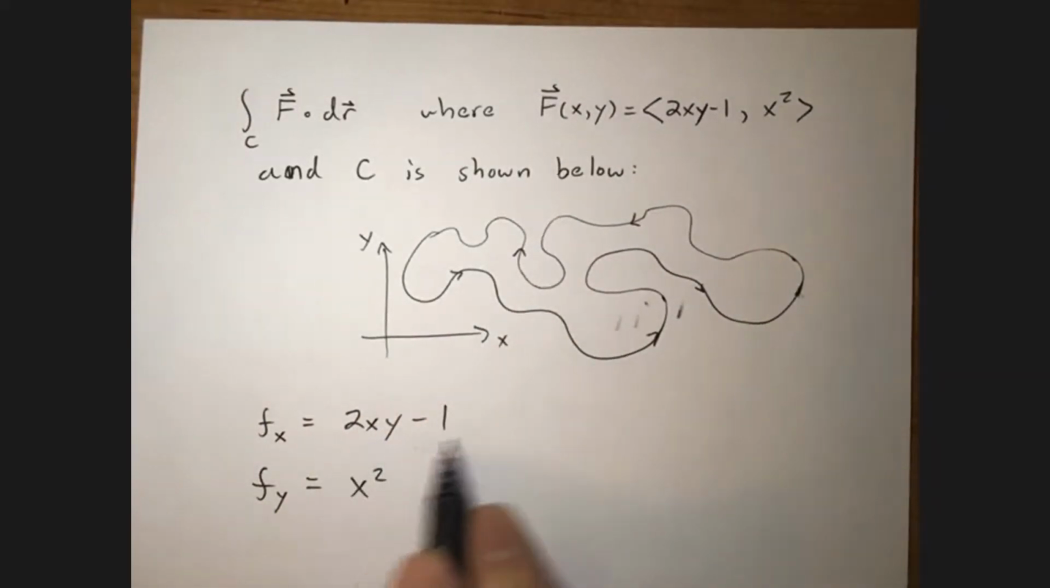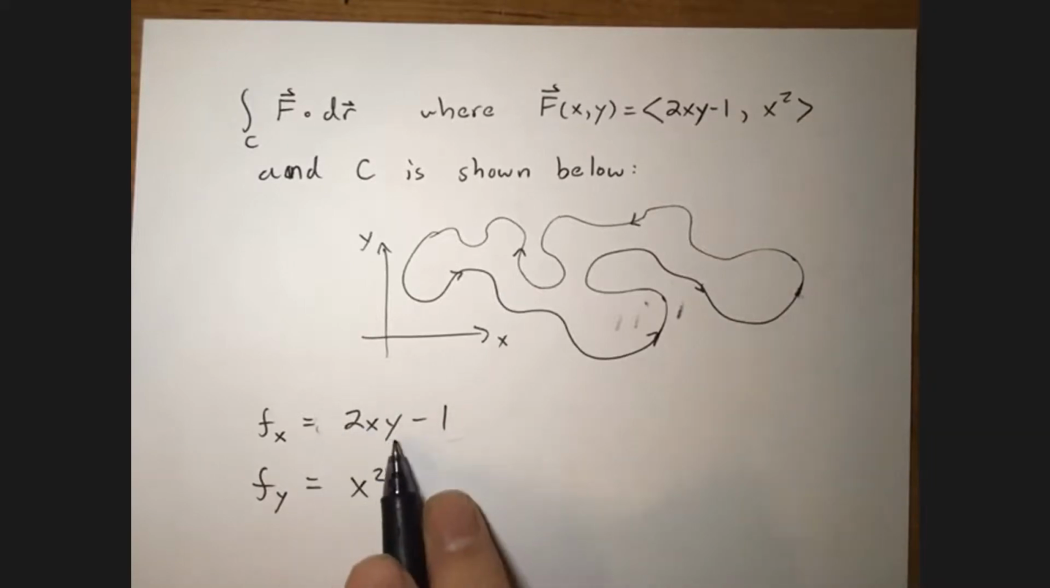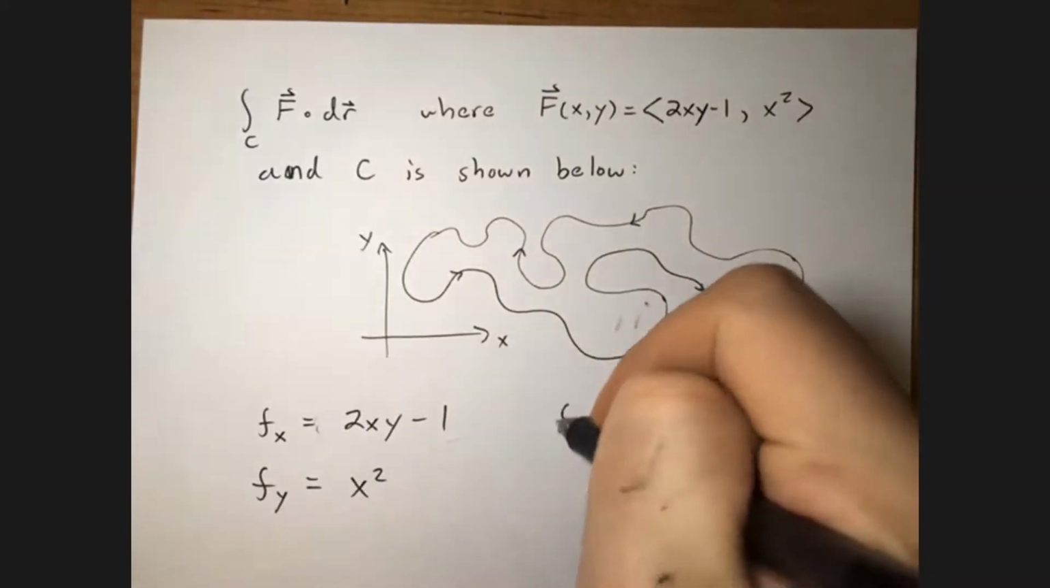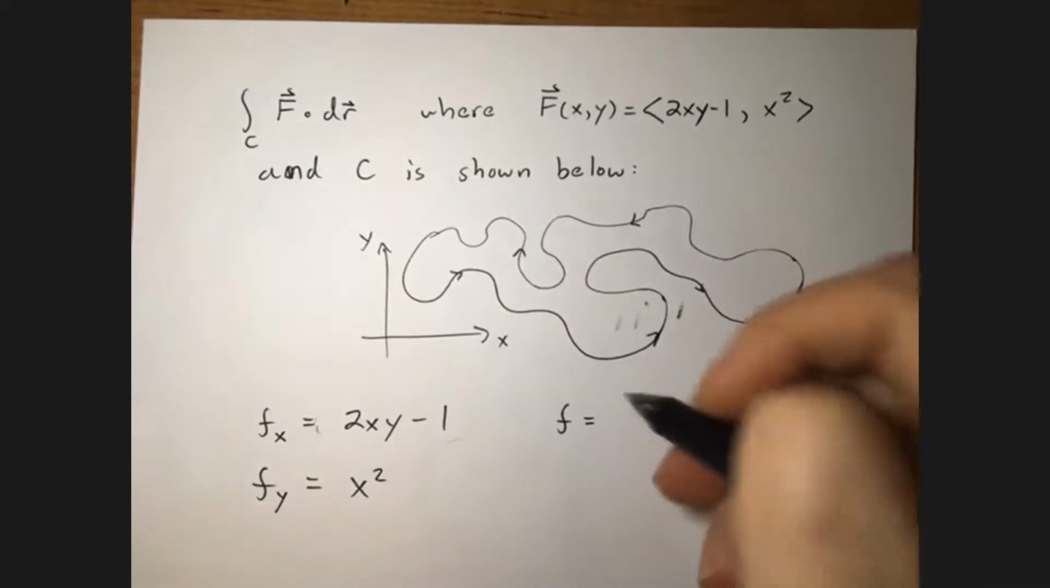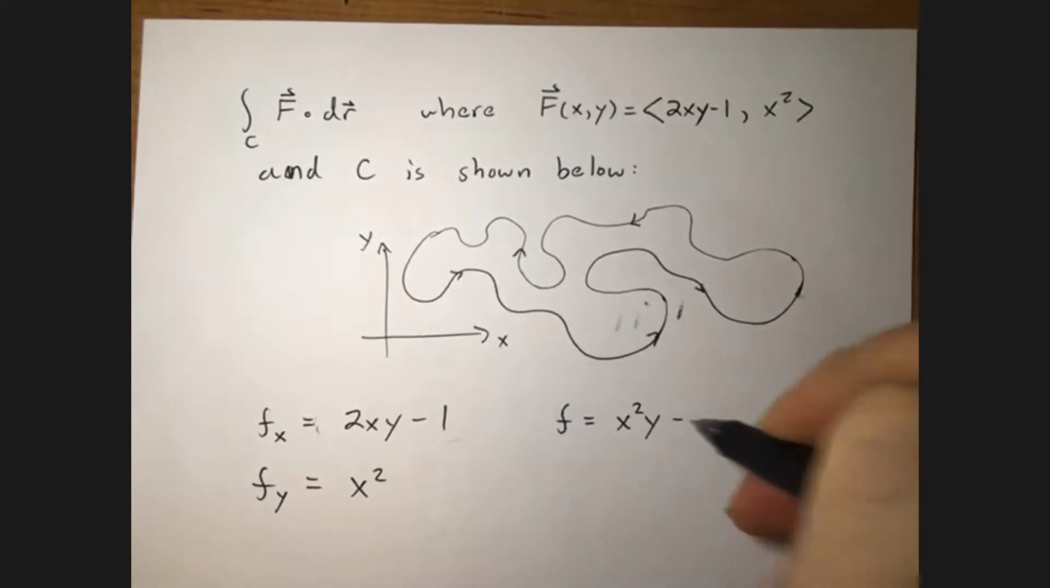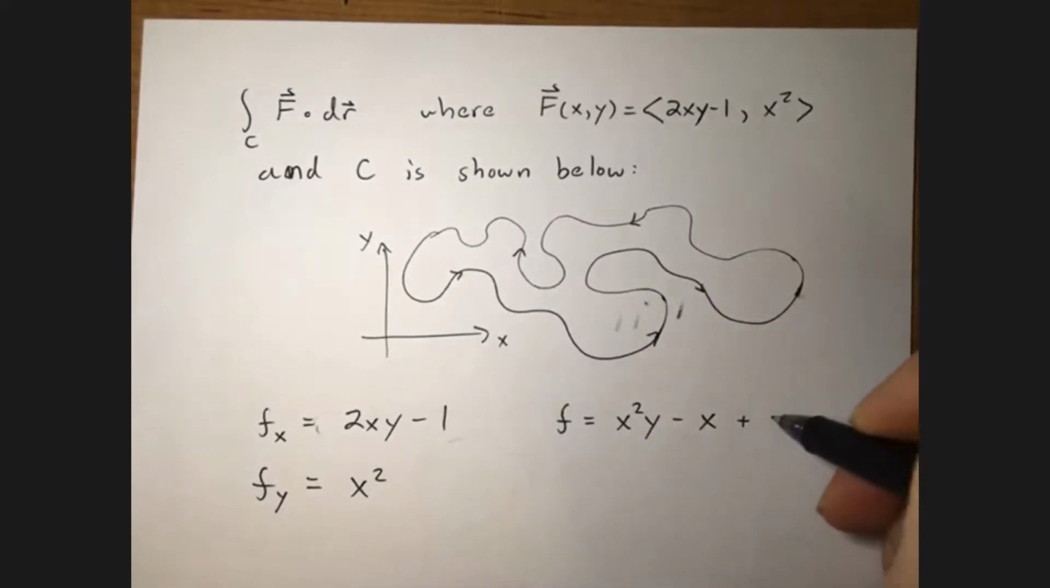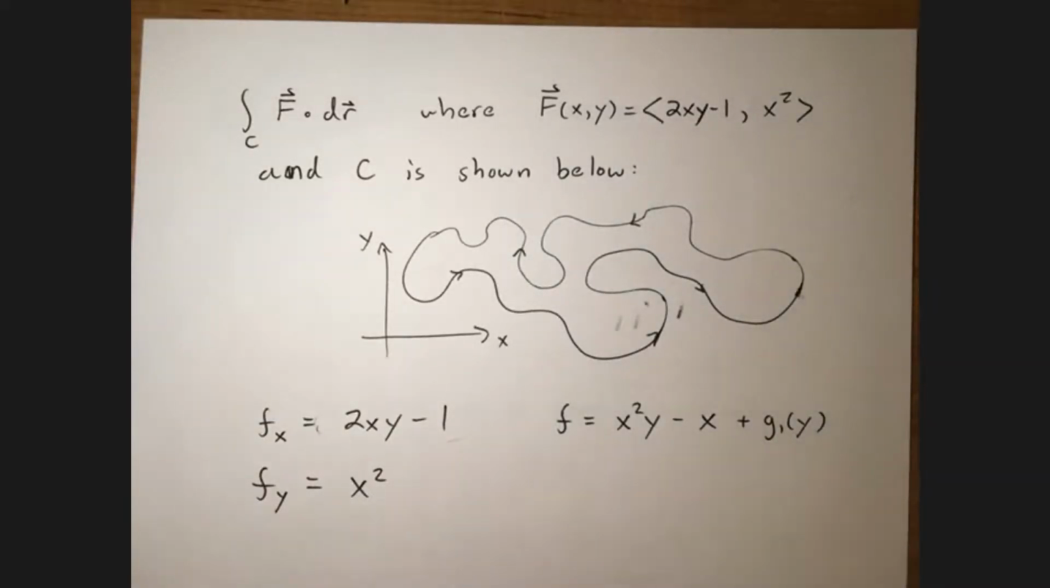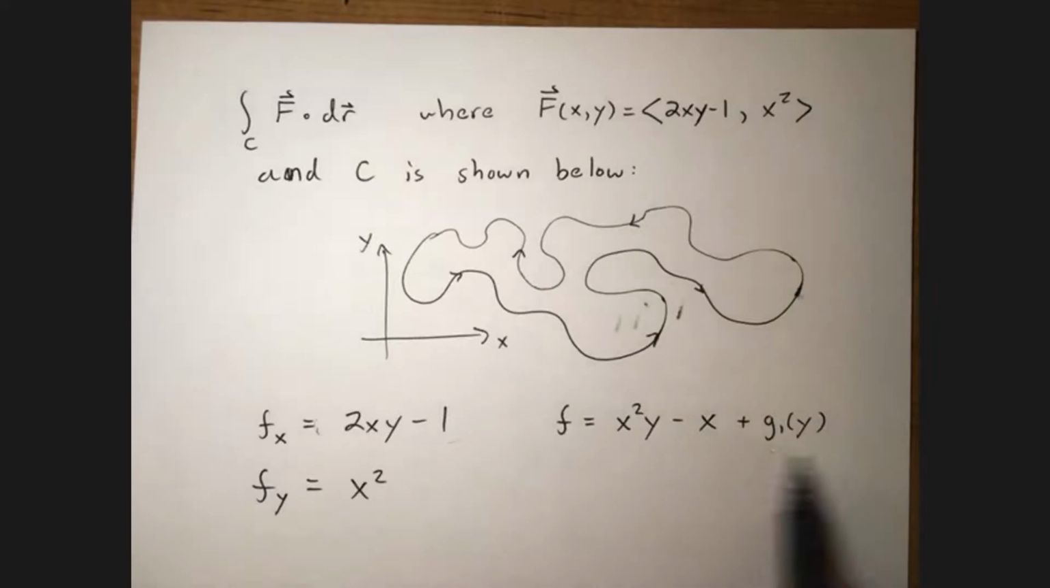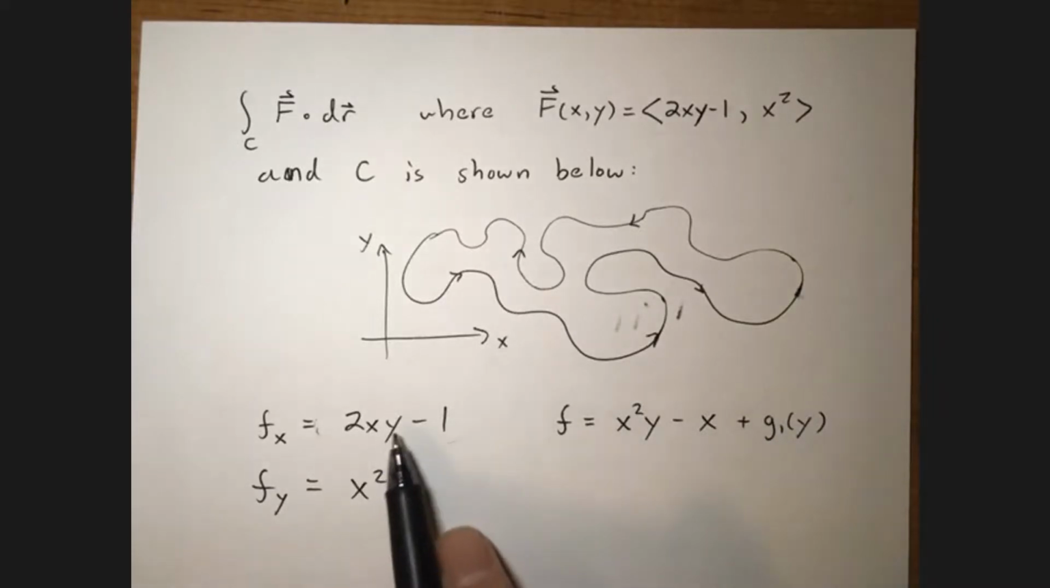Okay, well, if the x derivative is this, just anti-differentiate with respect to x. So that must mean that f is equal to x squared y minus x plus some function of y. We talked about this in the previous lecture, how if there was a function of y, this would still be an antiderivative of this, right?